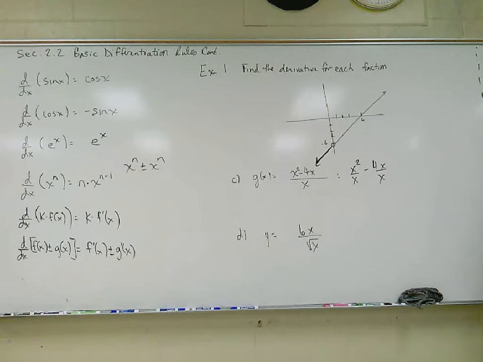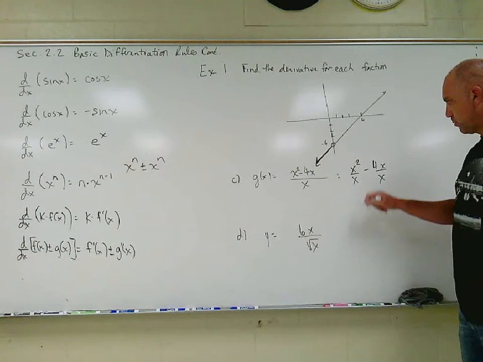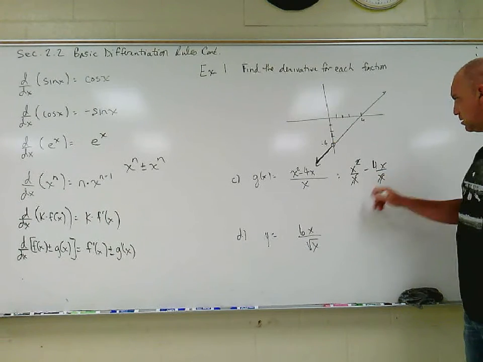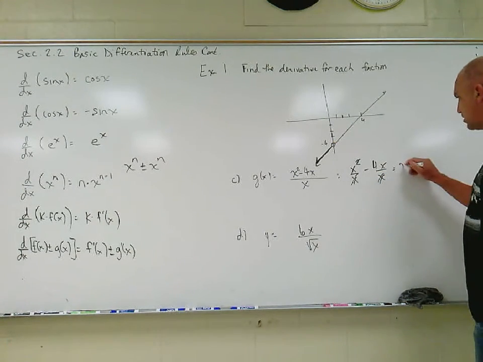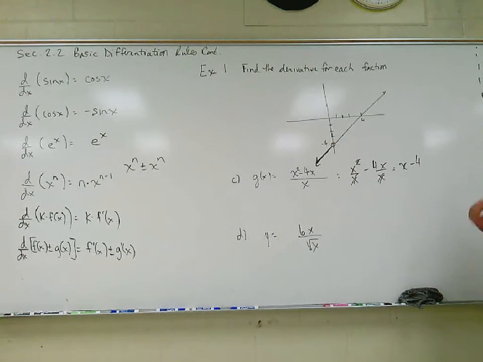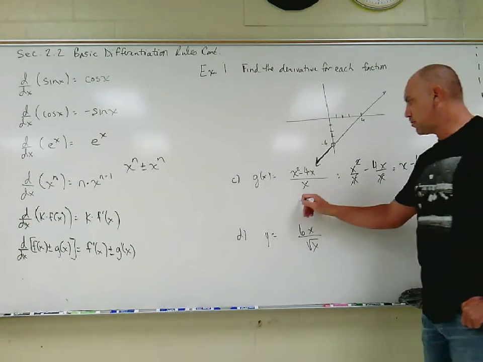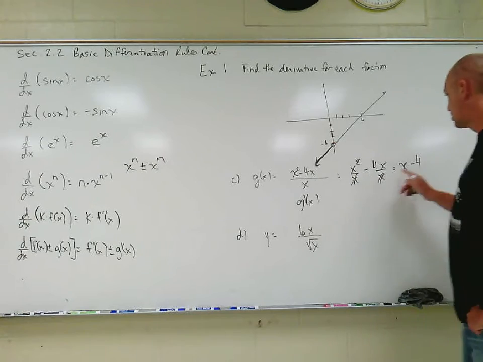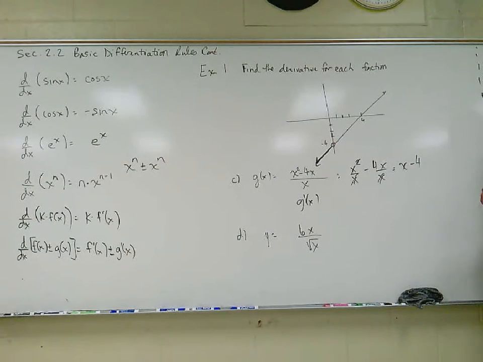Okay, let's look at this answer. Now I went ahead and grabbed the function above it, so we can cancel an x, and we're rewriting g of x as x minus 4. This is something that we would have done when we were simplifying limits, if you remember. And now if I take the derivative, it's just a linear function, and so what's the derivative of x? So don't overthink this one.